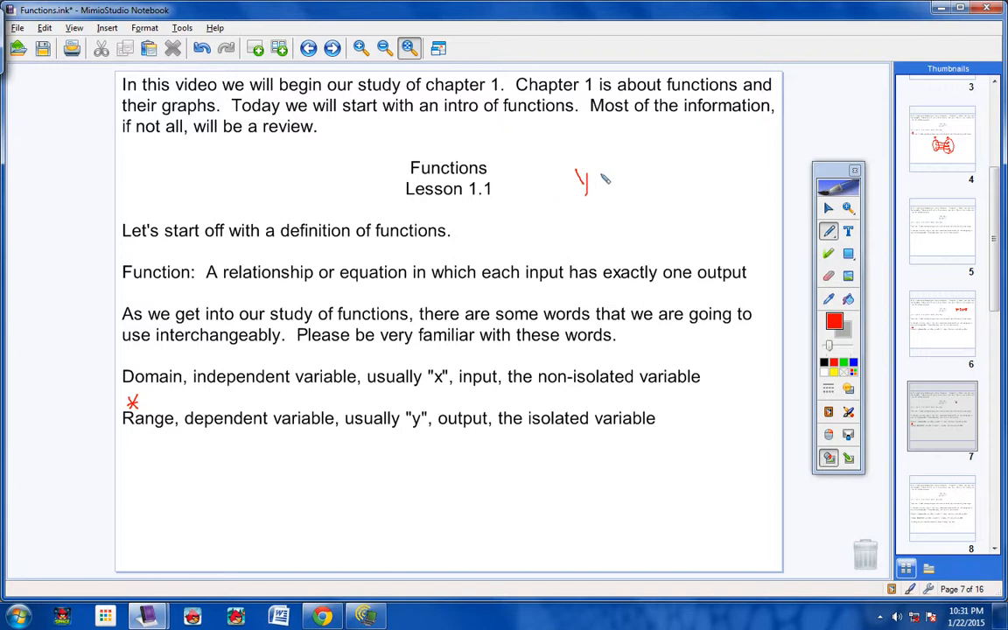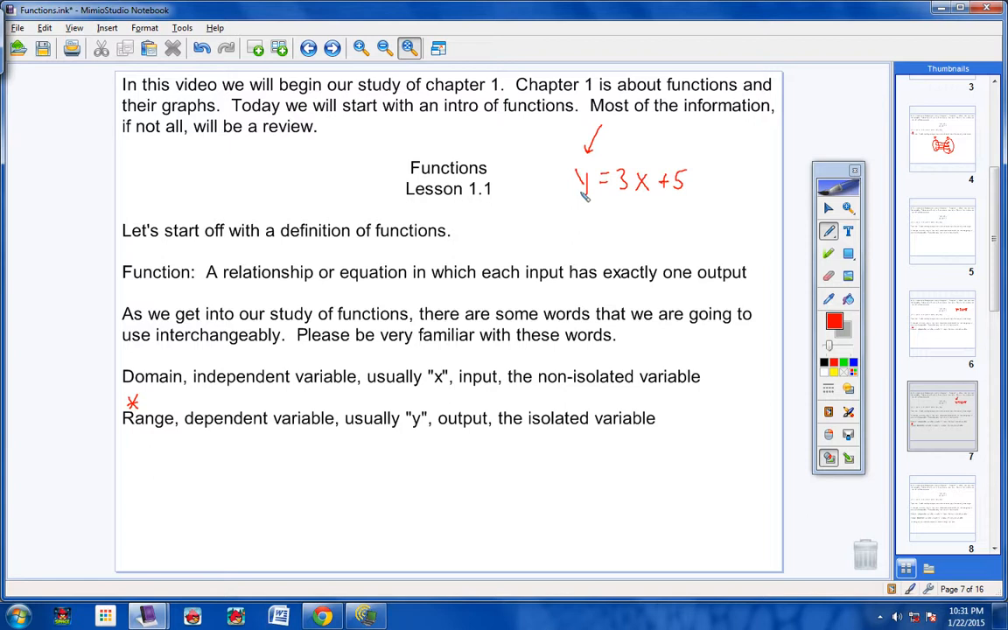So here's the equation I had just a second ago. Your range is referring to your y. Your dependent variable is referring to your y. And why do we call this the dependent variable? Because, students, it's dependent upon what you put in for x.